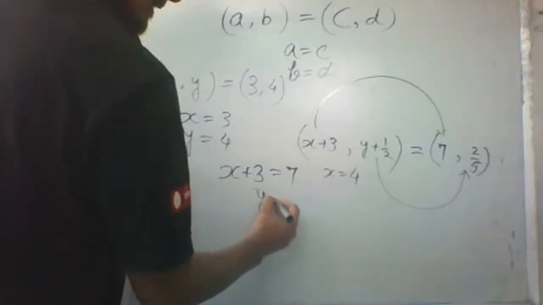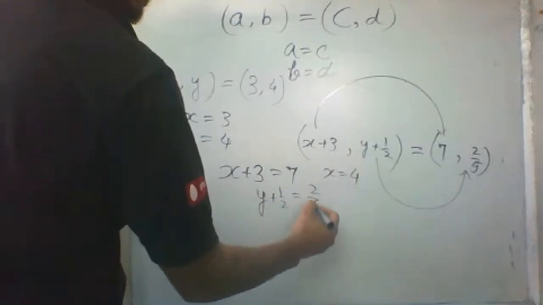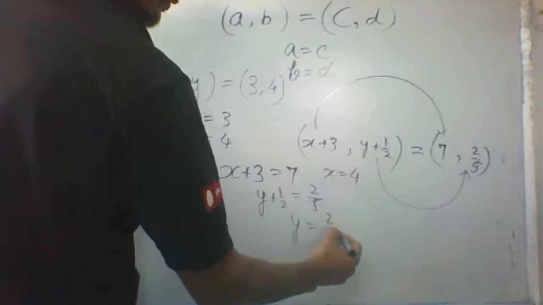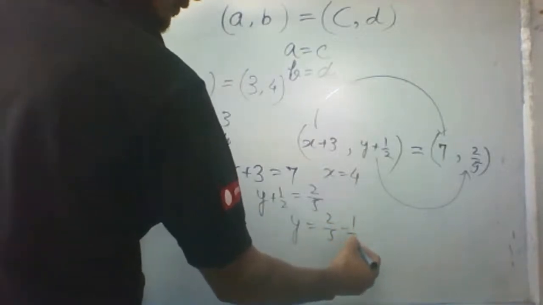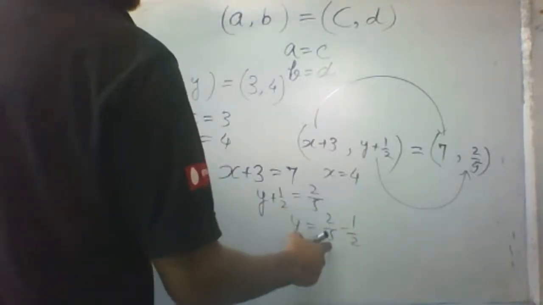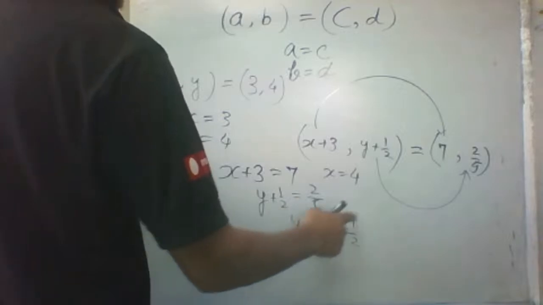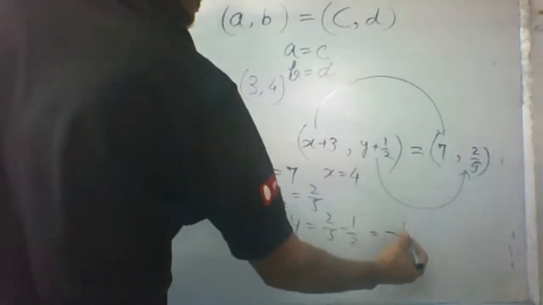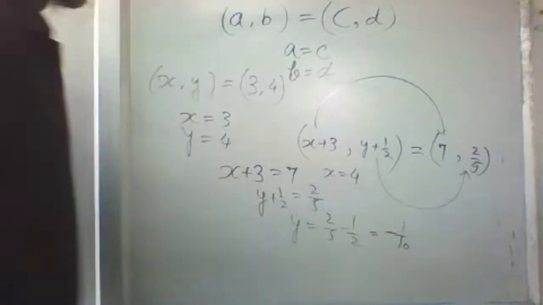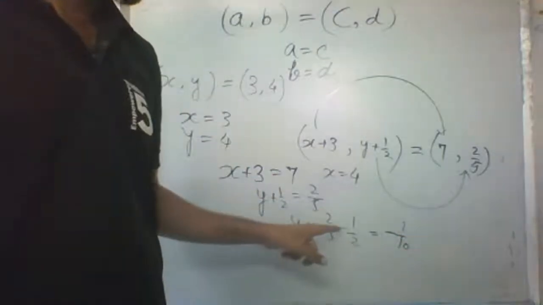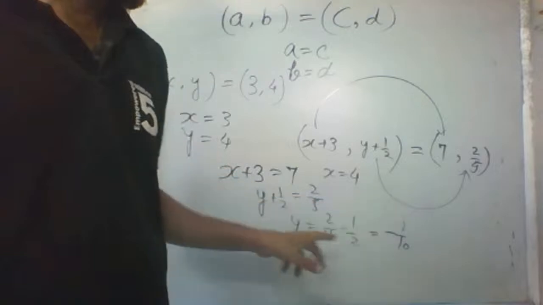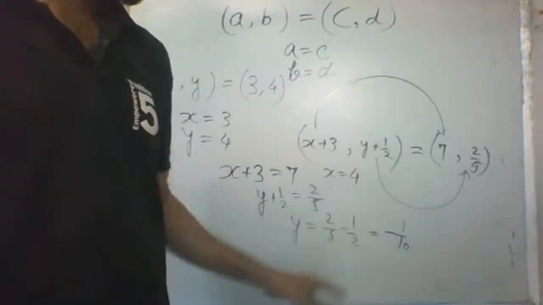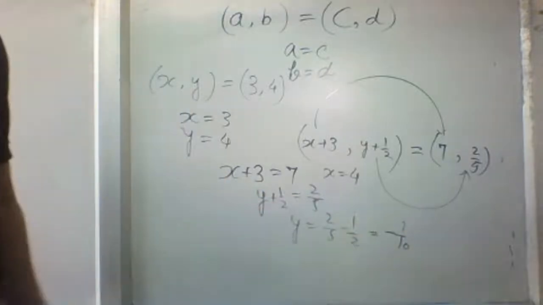And here, y plus 1 by 2 is equal to 2 by 5. On solving, you get y is equal to 2 by 5 minus 1 by 2. Of course, this by this, and this by this. 2 times 4 minus 5 is equal to minus 1 by 10. Got you? This 5 on the 5, 4 minus 5 is equal to minus 1. And 5 times 2 is 10, I multiplied both of these and got the denominator. So minus 1 by 10 is the answer for y.